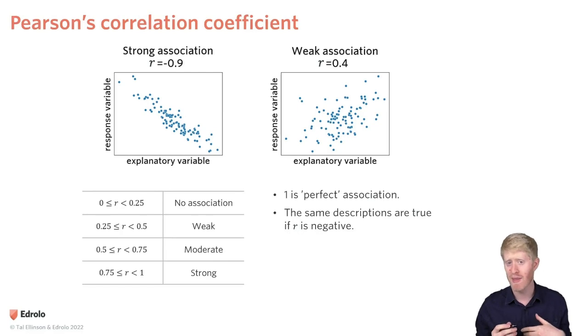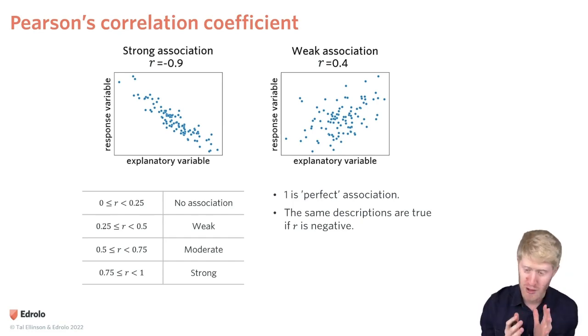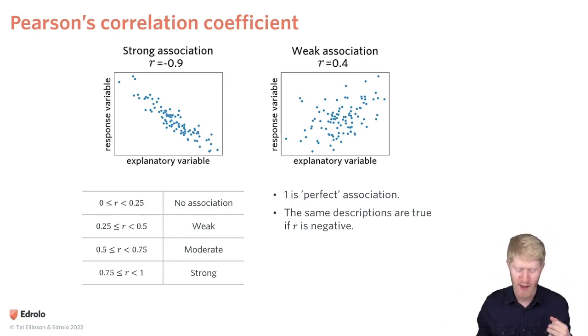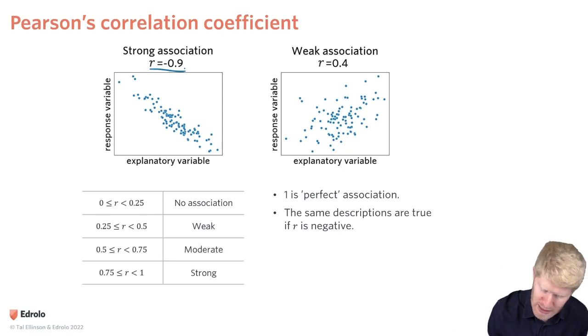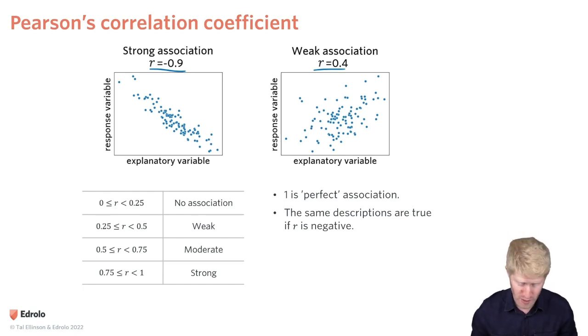Last lesson, we looked at the strength of the association between two numerical variables. And we said when the data is close, it's strong. When it's further apart, it gets weaker. And you've probably seen that these R numbers can be used to describe the strength. So that R is Pearson's correlation coefficient.